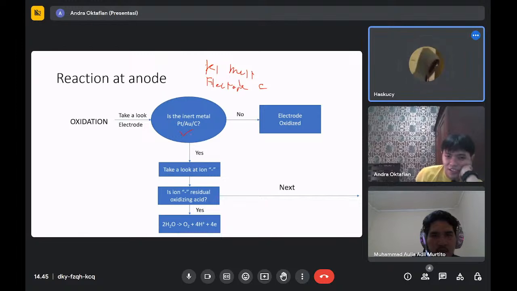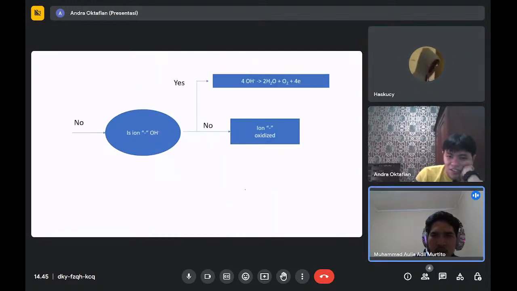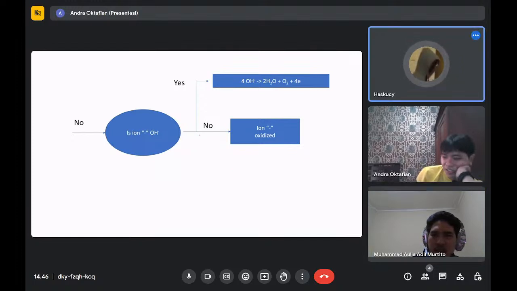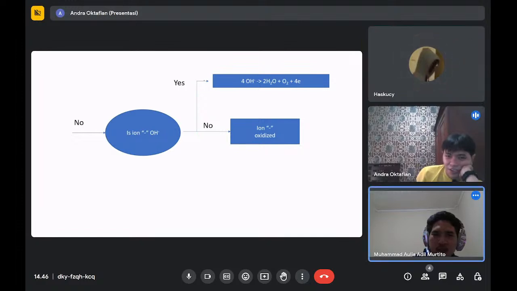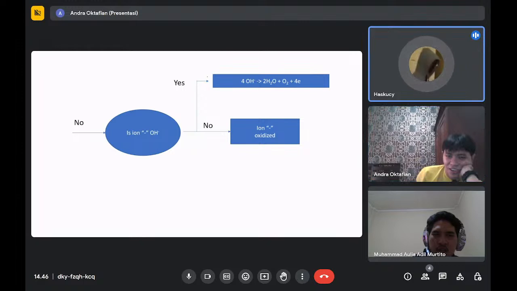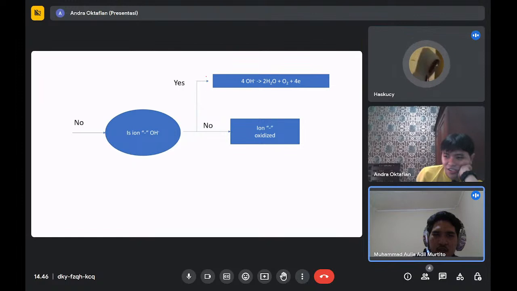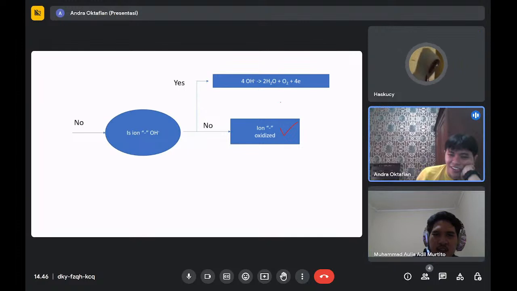Take a look at the ion: it is iodine, and it is not oxidizing. Wait, it didn't oxidize there. The I itself will be oxidized. That's right. So what is the answer? The I ion negative will be oxidized, and it won't be ionized again. Yes, correct.